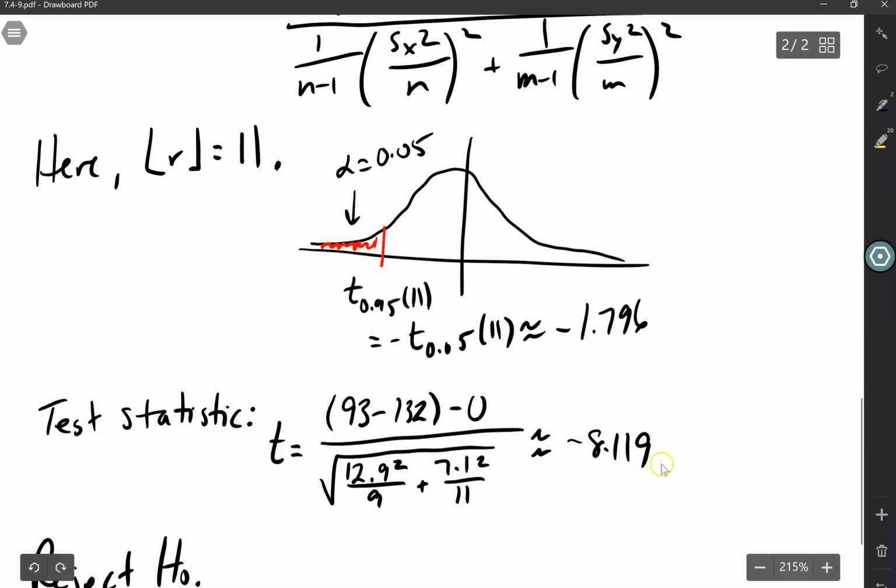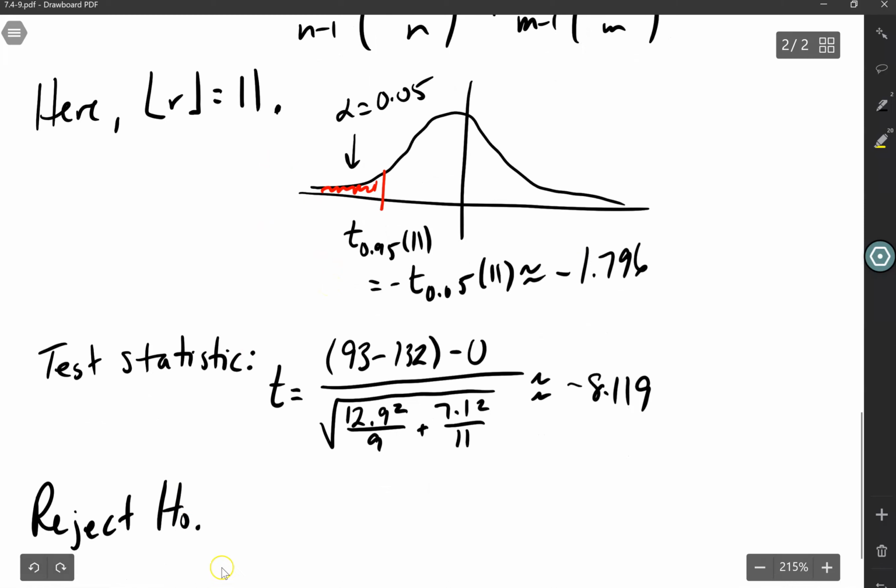When you go through that, your test statistic is -8 and change. That's definitely well within our rejection region. So we're going to reject H0 here and say that our mean for X really is less than the mean for Y. Or technically, we have sufficient evidence to conclude that the mean for X is less than the mean for Y.